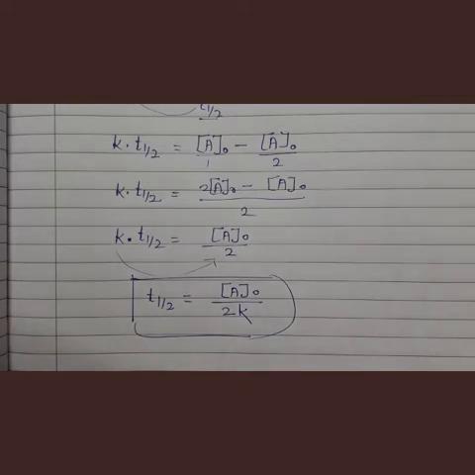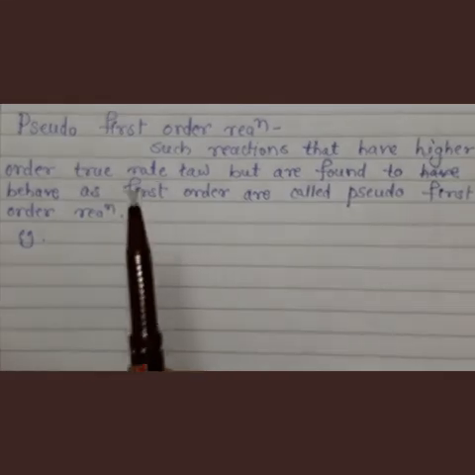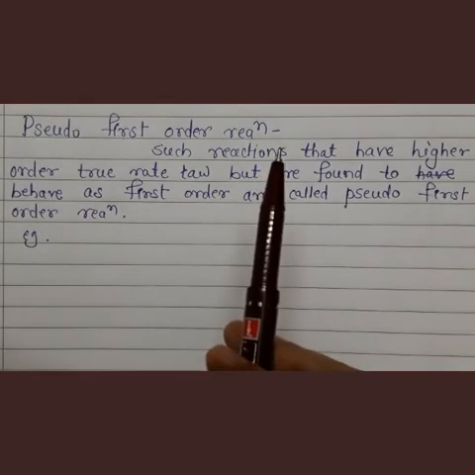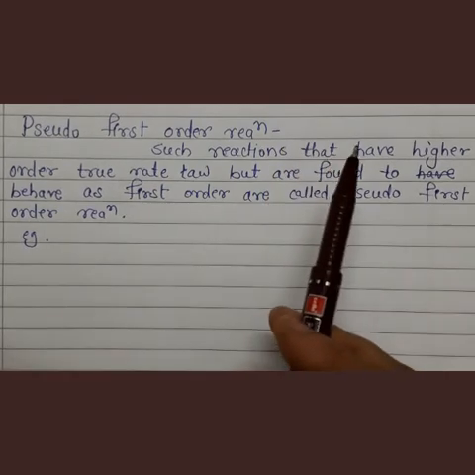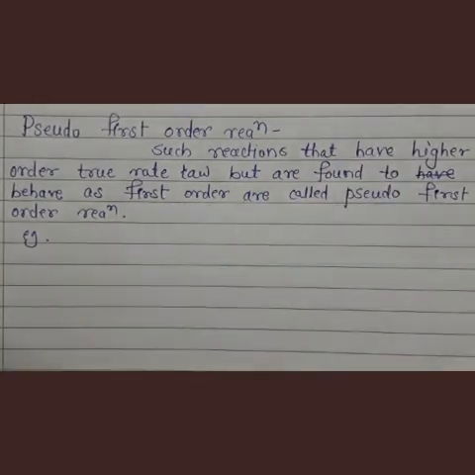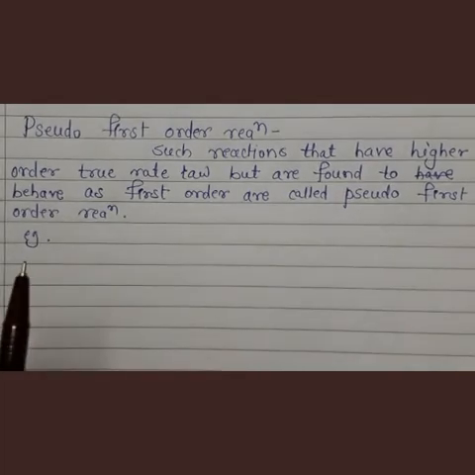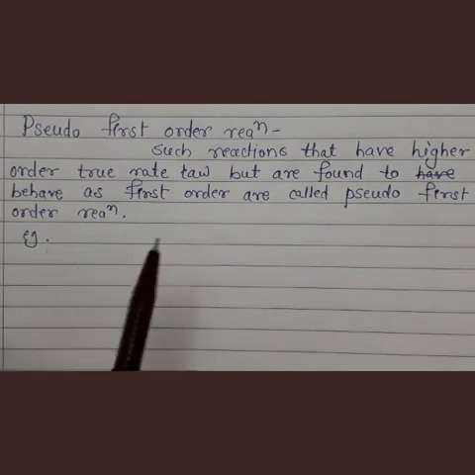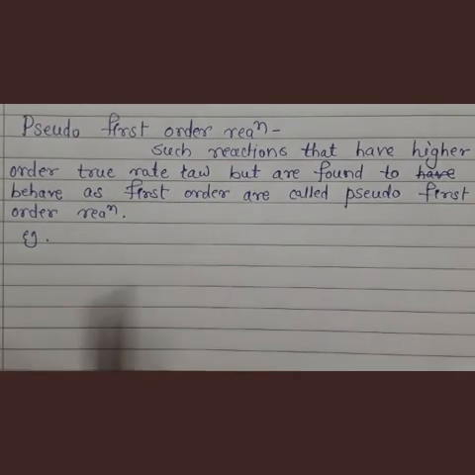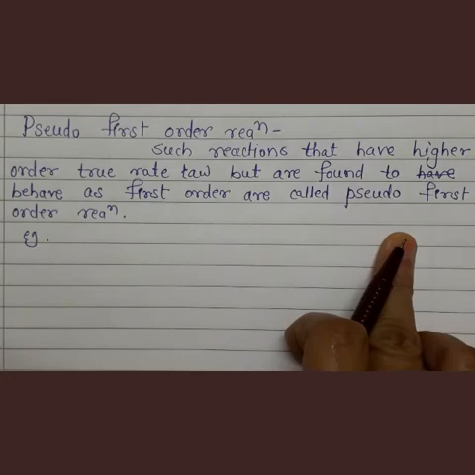Now see next, pseudo first order reaction. Pseudo means false. So they are not actually first order reaction, but they behave as first order reaction. Their actual order is higher, but they behave as first order reaction. That's why they are called pseudo first order reaction.